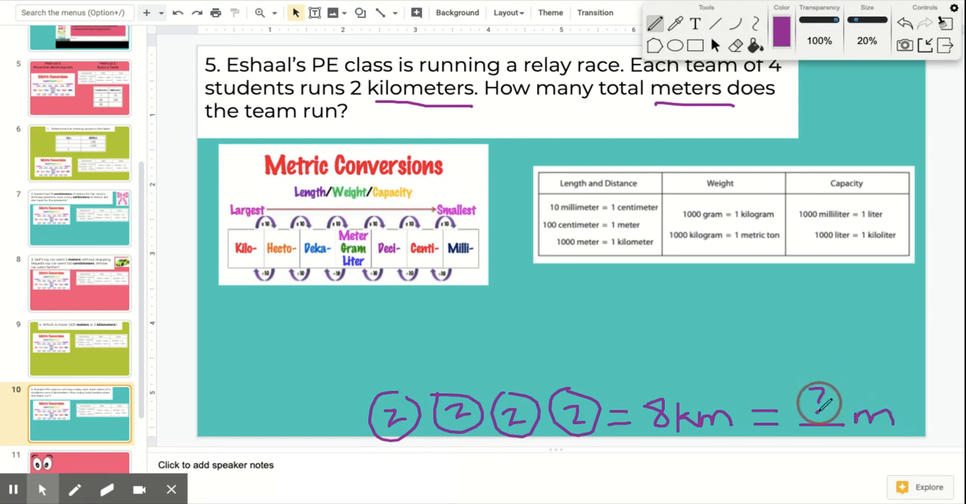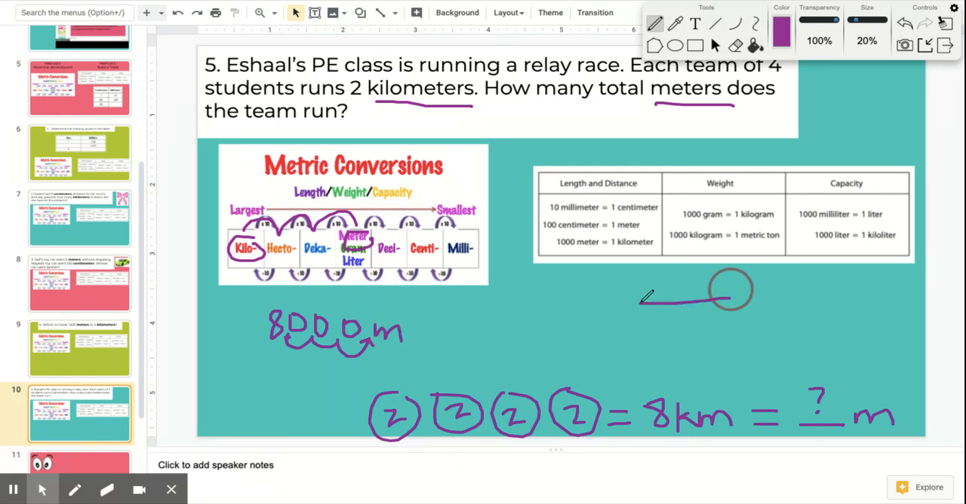So I'll show you both ways. We have to go from kilometers to meters. So we take our 8 and we have to figure out how many times to move the decimal point. So 1, 2, 3 times to the right. 1, 2, 3 times. And yep, we have to put the 3 zeros there. So 8 kilometers is equal to 8,000 meters.